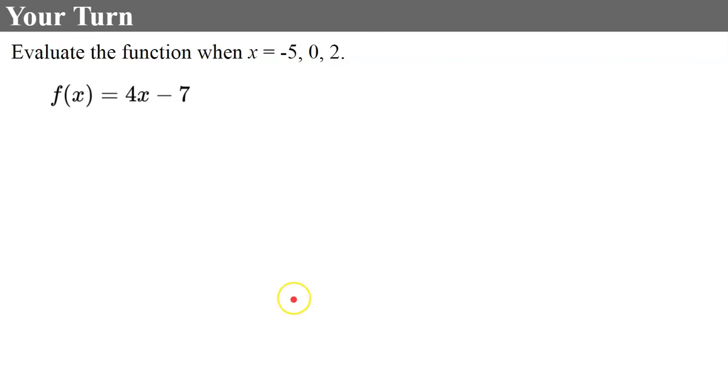Your turn. I would like you to evaluate the function f for values of x, -5, 0, and 2. Please pause the video now and come back and hit play when you're ready to check your work.